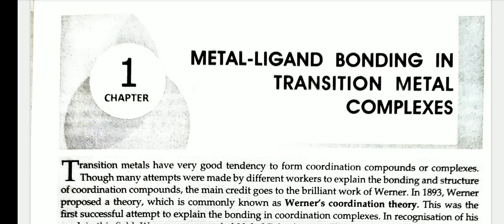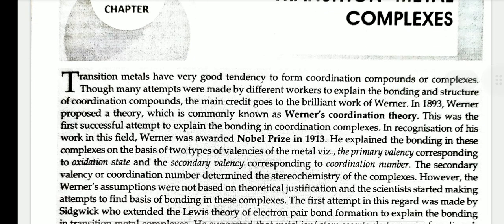Today we will discuss metal ligand bonding in transition metal complexes. Transition metals have a very good tendency to form coordination compounds or complexes, though many attempts were made by different workers to explain the bonding and structure of coordination compounds. The main credit goes to the brilliant work of Werner in 1893. Werner proposed a theory which is commonly known as Werner's coordination theory. This was the first successful attempt to explain the bonding in coordination complexes. In recognition of his work in this field, Werner was awarded the Nobel Prize in 1913.